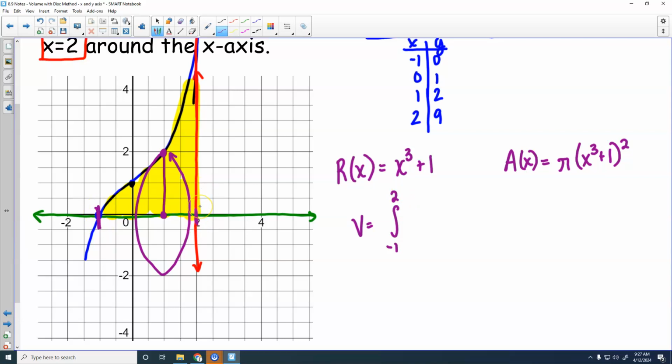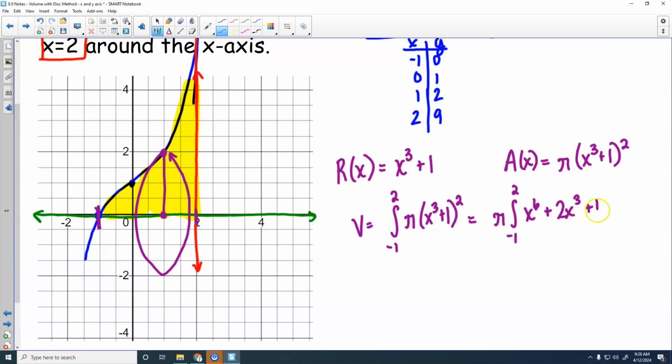We're in terms of x, so we're looking at the x-axis. -1 to 2. If it was around the y, we'd use 0 to 9. Okay, and so it'll be pi times x cubed plus 1 squared. I think we can do this one without the calculator. We'll have pi, -1 to 2, x to the 6th plus 2x cubed.